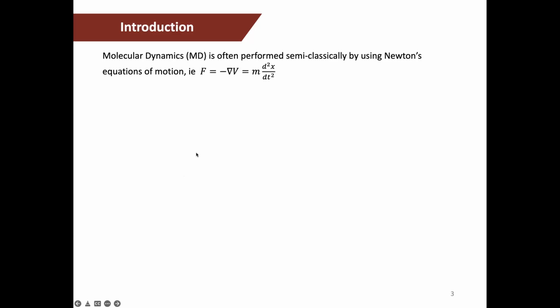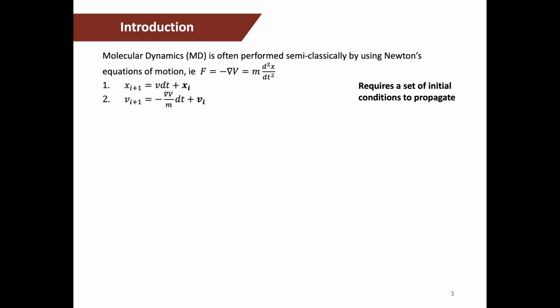So molecular dynamics is often performed semi-classically using Newton's equations of motion. So here the force is equal to the negative gradient of the potential, which is equal to mass times acceleration. And you can numerically integrate these and solve for the next step and the next velocity, but you need an initial position and an initial velocity to propagate as a function of time.